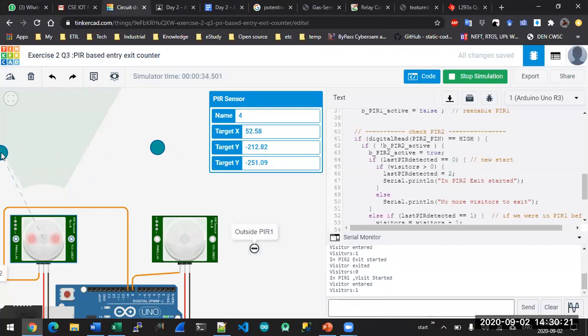Then the person moves past the inside sensor like this, and now the visitor count is incremented. Now suppose another person has come from right to left like this, and again the visit has started. Now he is moving to PIR sensor 2.